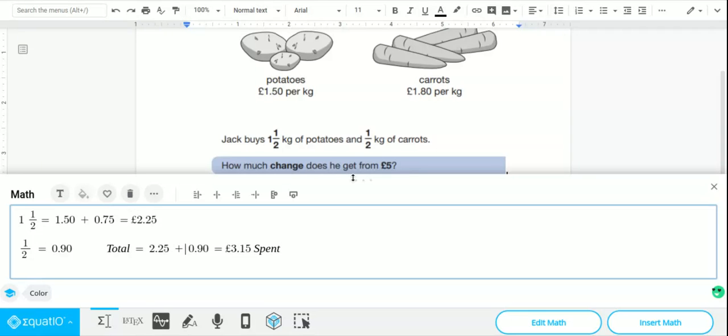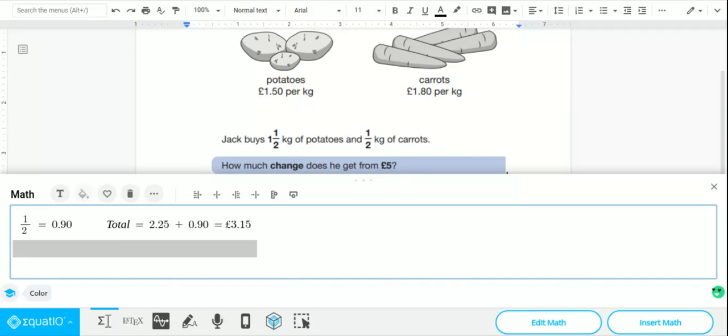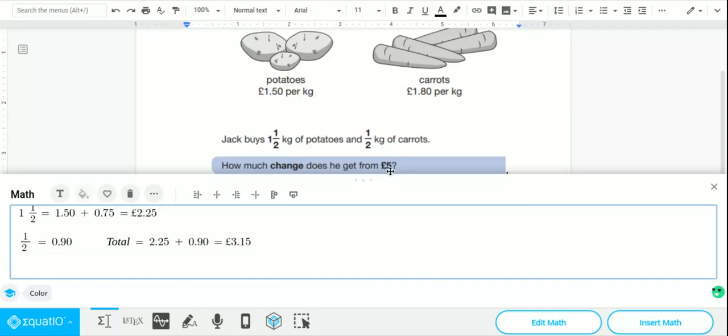Now it says how much change does he get from £5, which is relatively easy. Let's forget the spent for a moment. Leave it as it is. Let's just go here, and what we can do is £5 take away £3.15. If I work that out, 5 take away £3.15 will give me £1.85. So that is it.